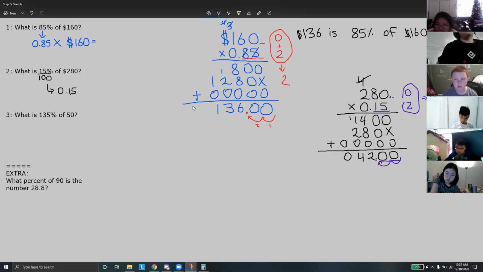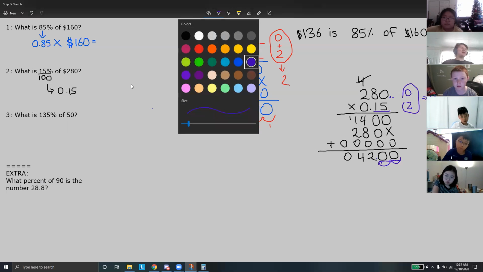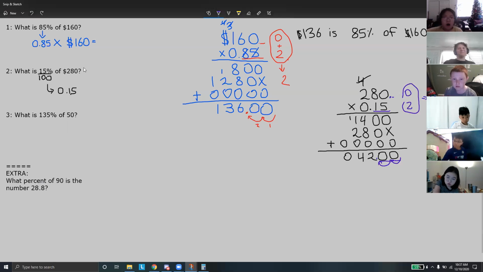These problems are like the most fun you're ever going to have in math, all right? At least that's what I think. If you have fun with these problems, is it one of those problems that we did in class? Like, what is this out of this?